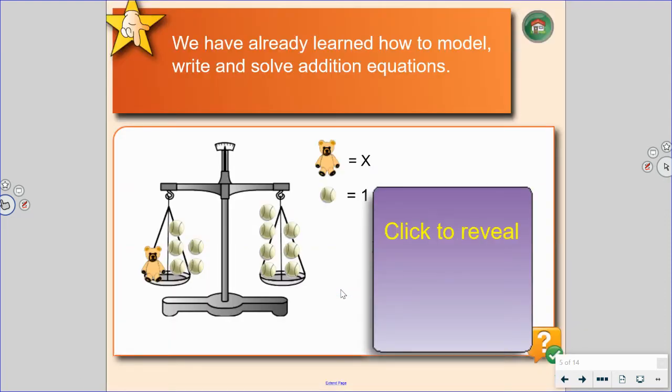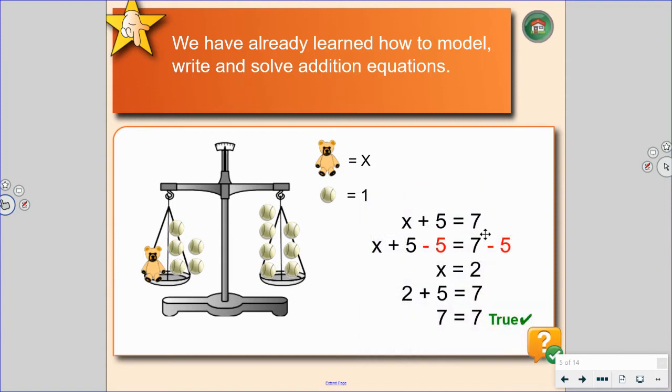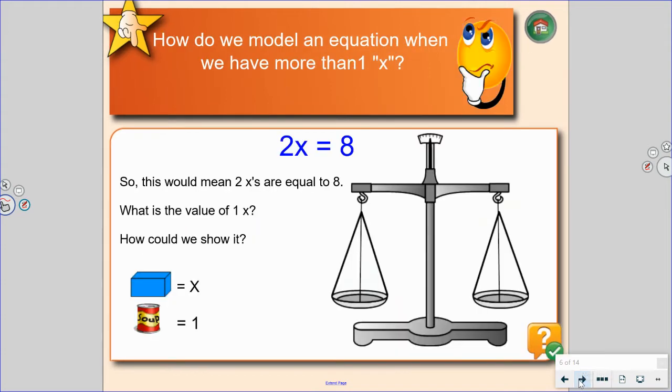Now listen, we've already learned how to model equations, right? So let's say this teddy bear and 5 baseballs is the same weight, precisely exactly the same as 7 baseballs. We've learned how to write equations. We've learned how to use inverse operations. You can go ahead and cross off the 5 and the -5. You've learned how to solve and then to check, but not everything in life is addition.